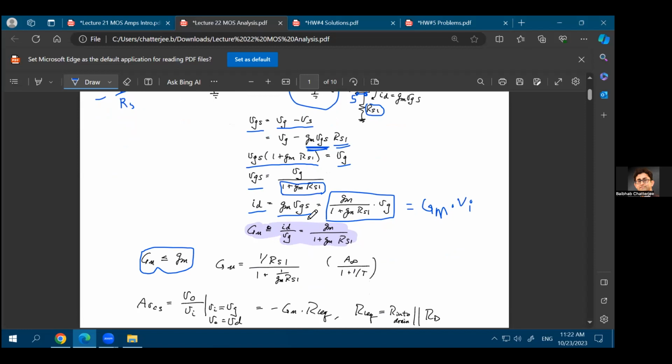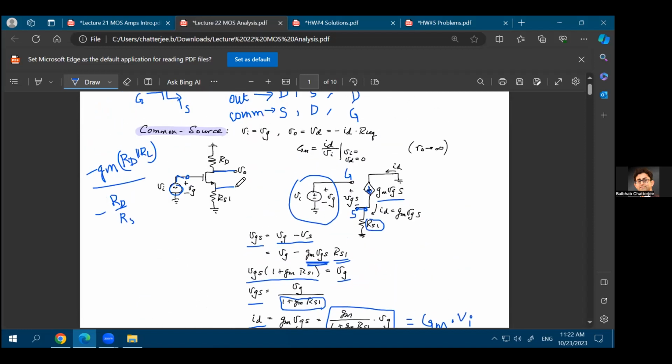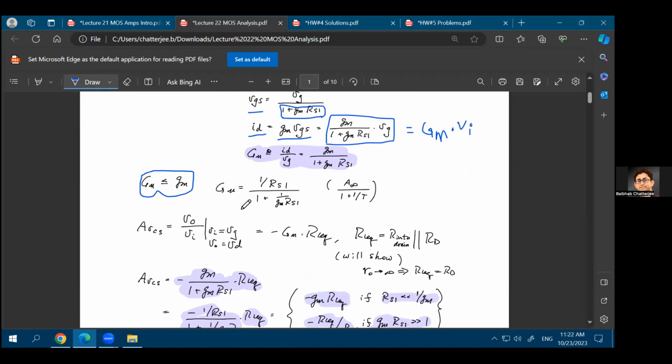And that's the scenario when you have the bypass capacitance along with the source degeneration resistance. So if you put the bypass capacitance over here, then your RS1 effectively will become 0 at high frequencies, and in that case, capital Gm will be equal to small gm.